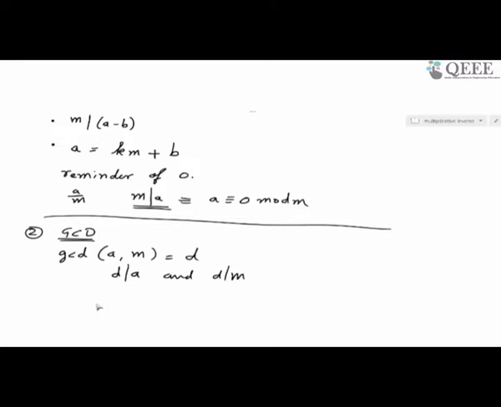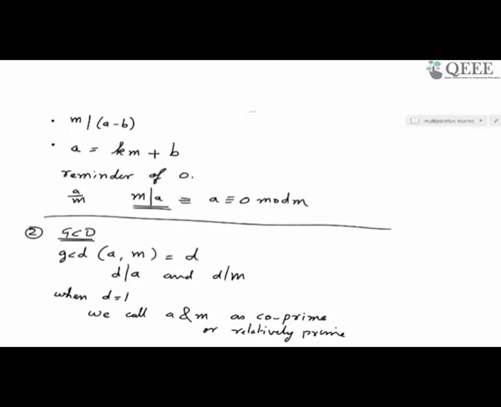Again, the important special case occurs when D happens to be 1. When D equals 1, or the GCD of A and M equals 1, we call A and M co-prime, or relatively prime.